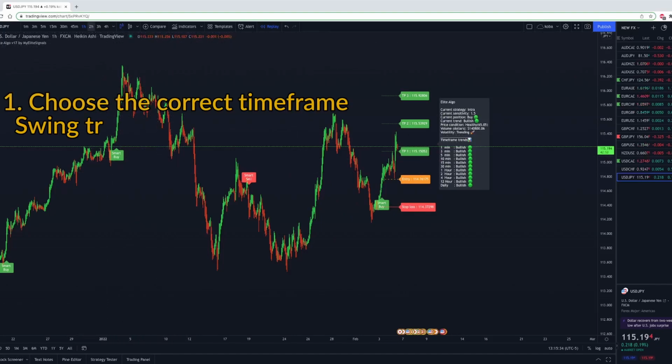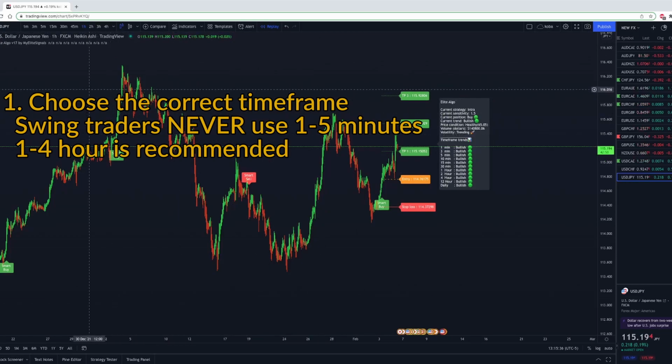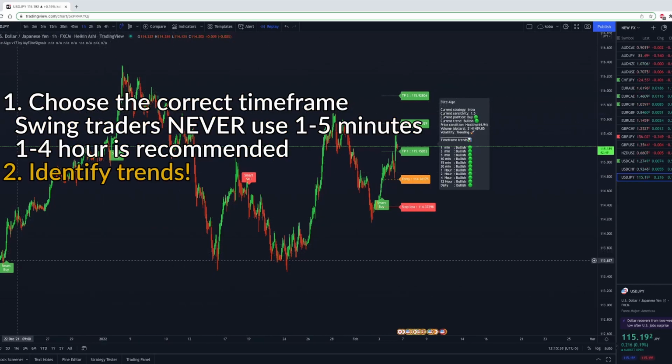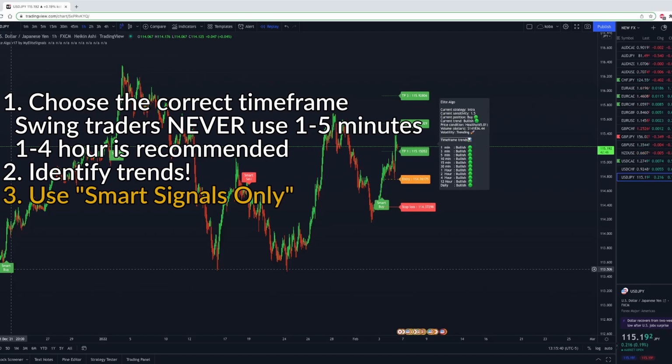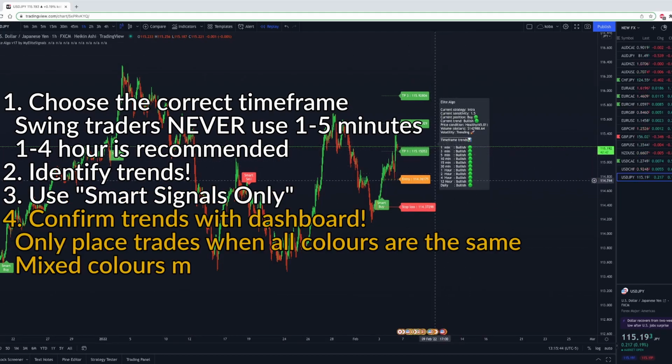You want to go to the right time frame. You want to make sure the market is in the right conditions. You want to make sure you're following the smart signals only, and you want to make sure that if you're buying, that every single one of these time frame trends are green, and if you're following a short signal, make sure that every single time frame of these are red, guys. That's pretty much it. That's exactly how easy it's going to be.